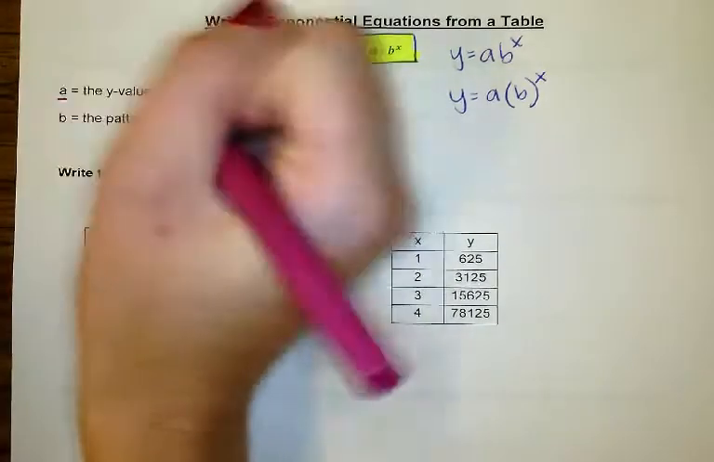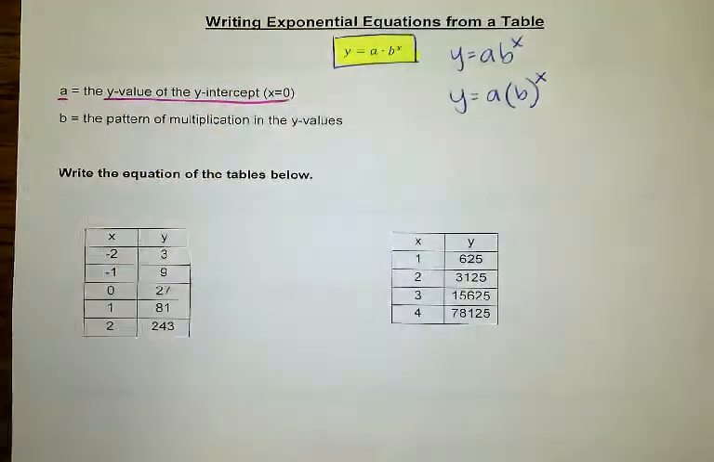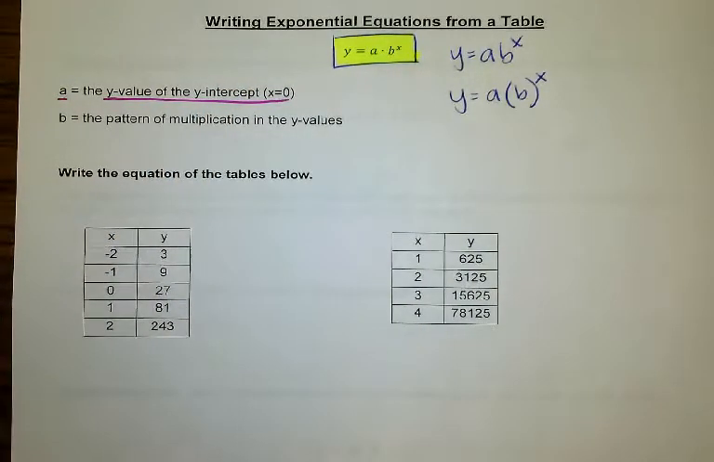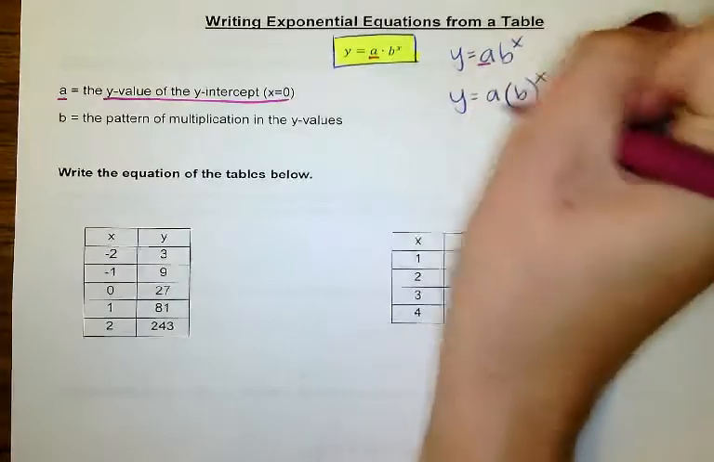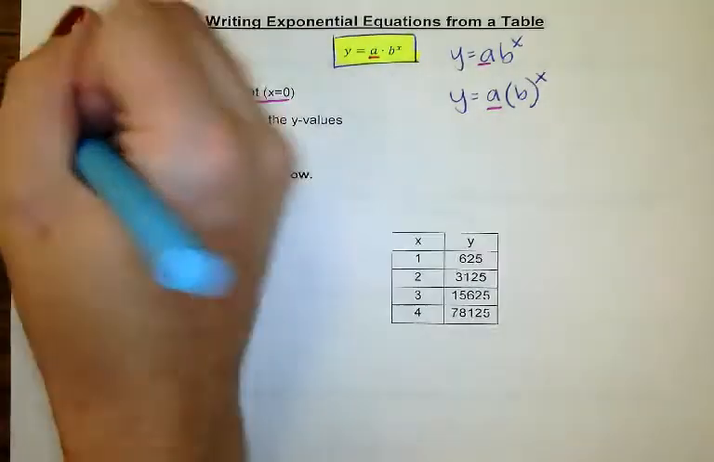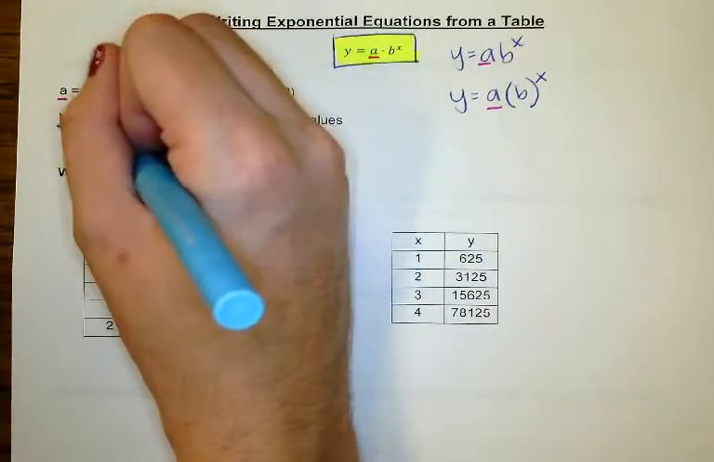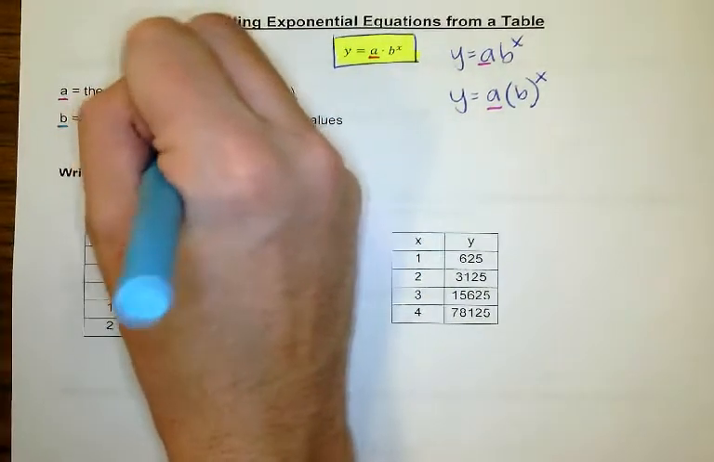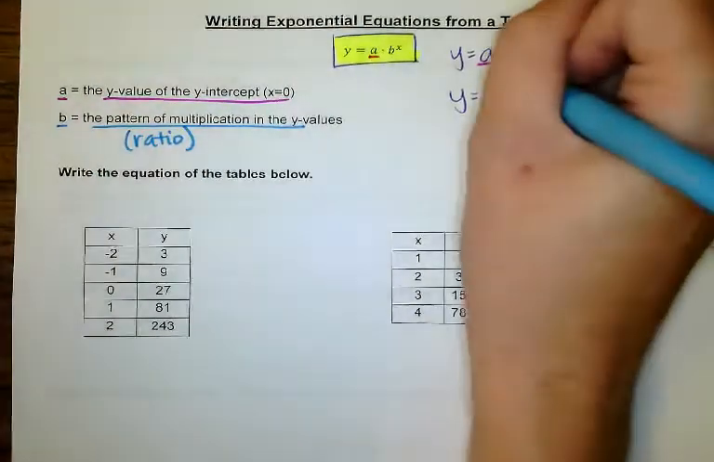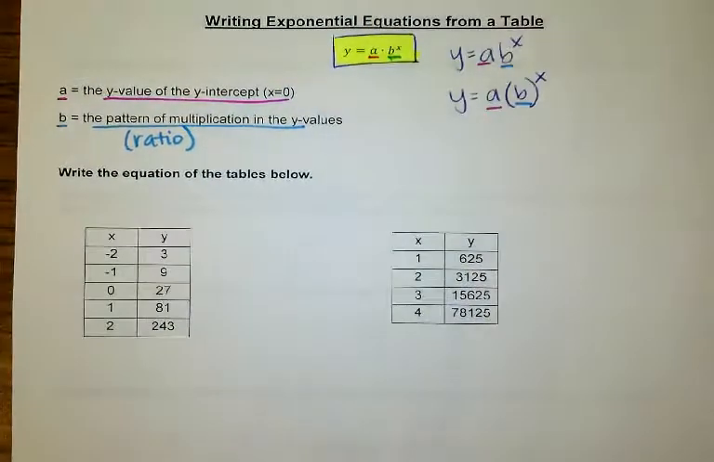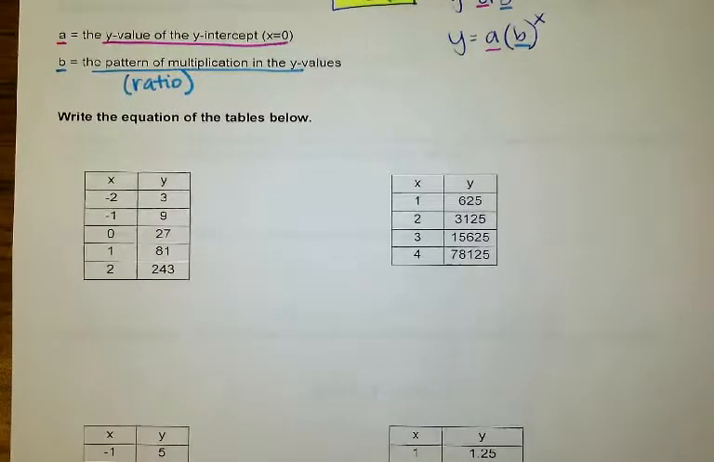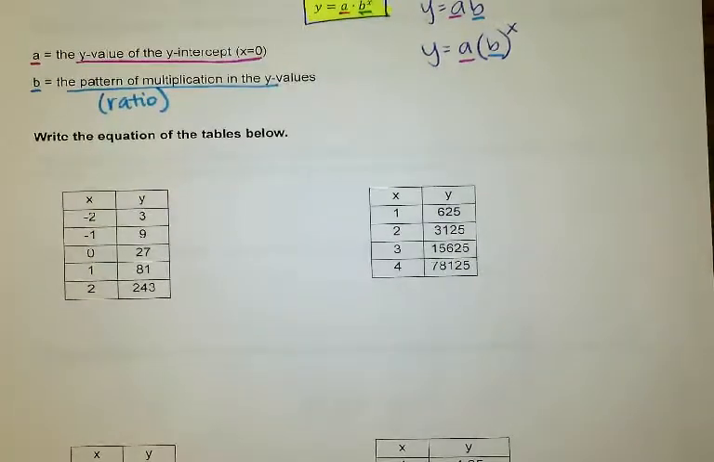And the super important thing is a is the y value of that y-intercept. And b is the multiplication pattern of those y values. It's our factor. You can also think about it as the same thing as the ratio from our geometric sequences that we just did. So, all we have to do is identify the a and the b, and then we can write our equation.